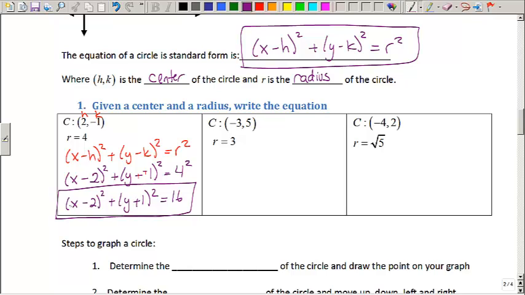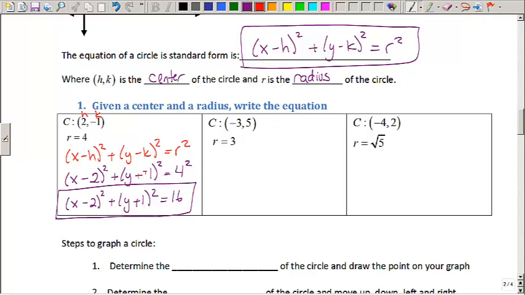Please do not distribute out the x plus 2 quantity squared. This form in standard form actually gives you a little bit more information than if you distributed it out. In fact, a little bit later on, we'll be taking a distributed equation and we're going to be factoring it and completing the square in order to put it into standard form. So please don't bother putting this in another form.